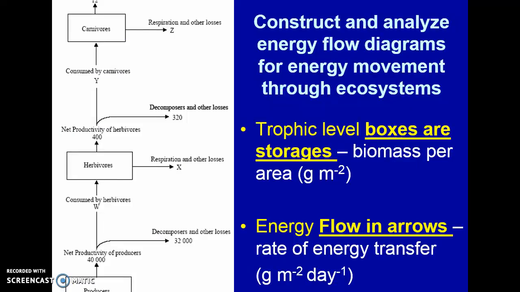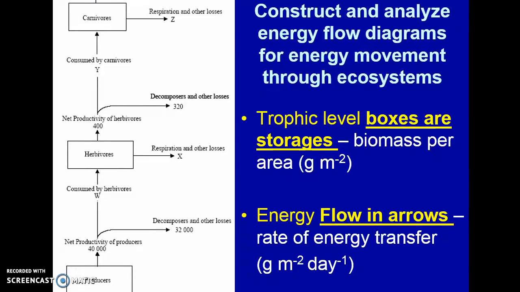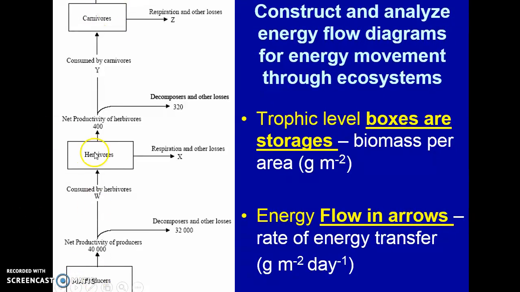We can also construct and analyze energy flow diagrams. This is the same idea as when we were talking about systems earlier in the year, where boxes are storages. Usually the boxes are going to be the different trophic levels. So here we have a producer, we have herbivores, which are our primary consumers, and then we have secondary consumers. We can have labels that have information about the amount of energy that's flowing on the arrows, and we can use that to try to calculate different things.